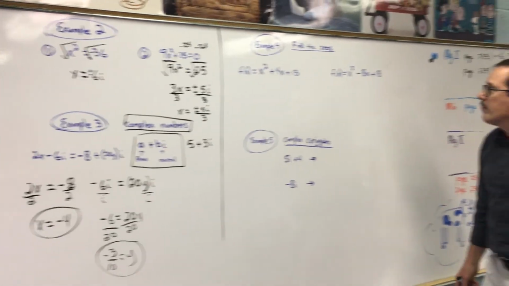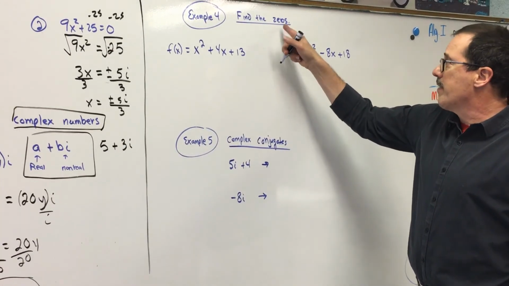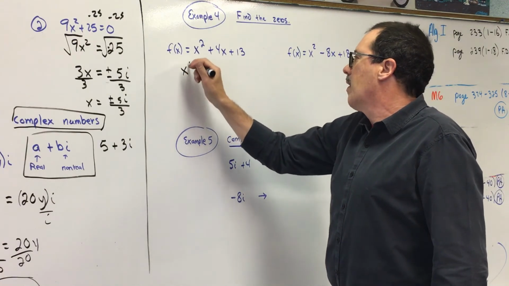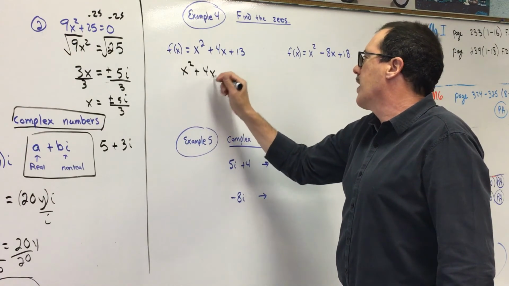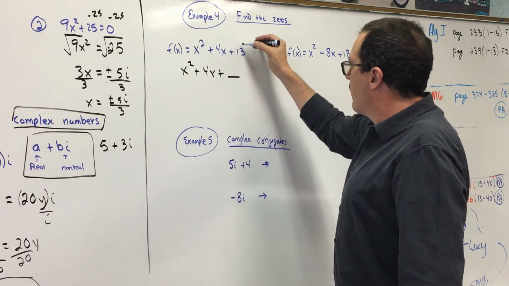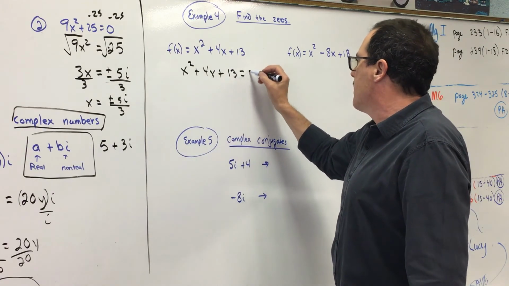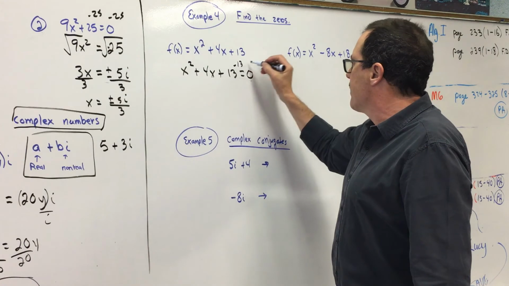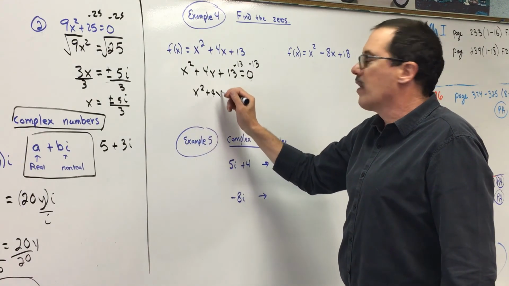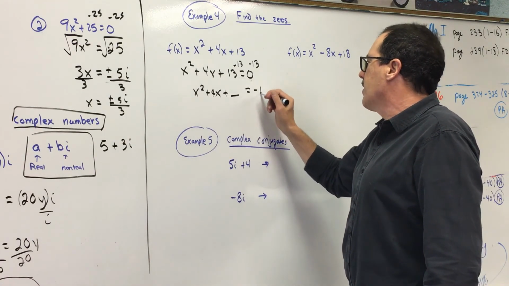Okay, then example 4 and 5, the last two. This one says to find the zeros. When you're trying to find the zeros, remember that's your x-intercepts. So the first thing you want to do is write this as x squared plus 4x plus blank, plus 13 equals 0. Then you're going to minus 13 from both sides. So we get x squared plus 4x plus blank equals negative 13.